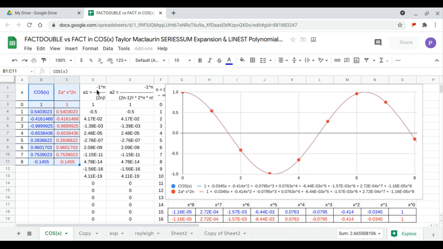So we can use the factorial and the double factorial. This completes the use of double factorial and factorial to generate the Taylor-Maclaurin series sum expansion of cosine and its LINEST polynomial regression.